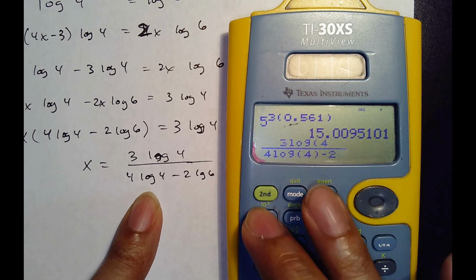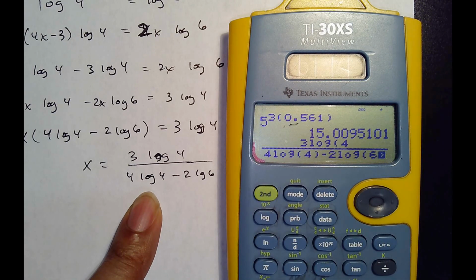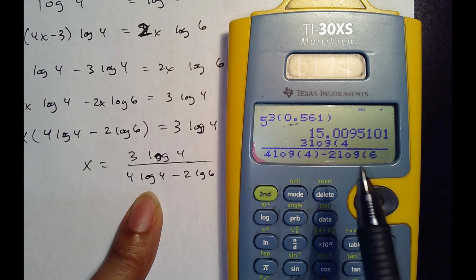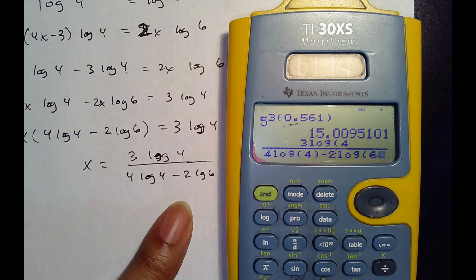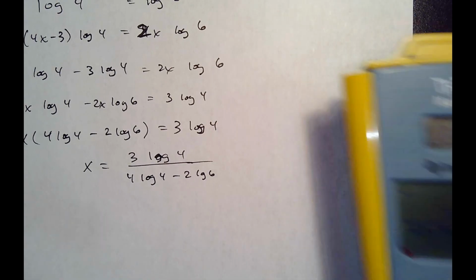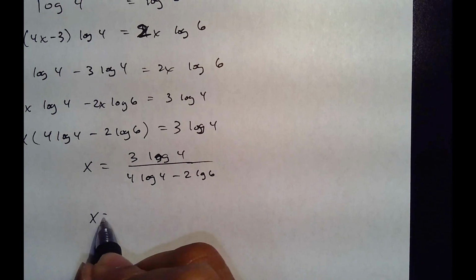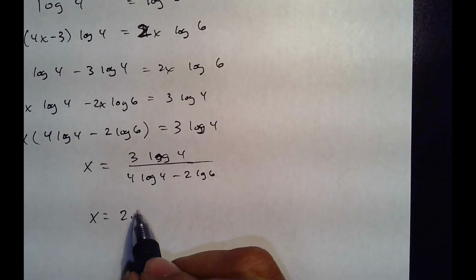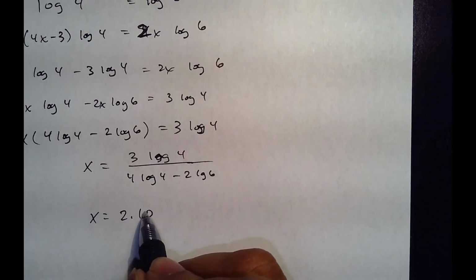minus 2 log of 6. I don't need to close it after that because there's really nothing else going on. But again, 3 log 4 over 4 log 4 minus 2 log 6 is about 2.120. And yes, go ahead and leave that 0 because it does represent the thousandth value.